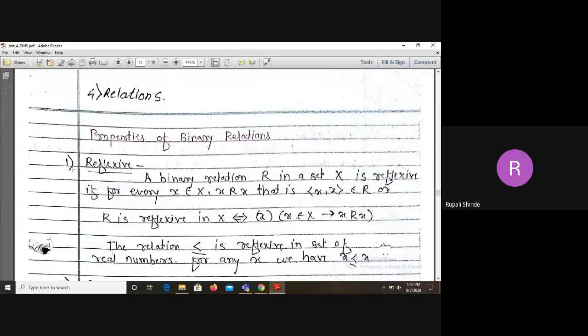So take note of this property. Write down the property for this reflexive. This definition is very important. When they ask you a question like explain the properties of binary relations, at that time you have to give the definition and one example for each and every property. Then only you will get full marks.